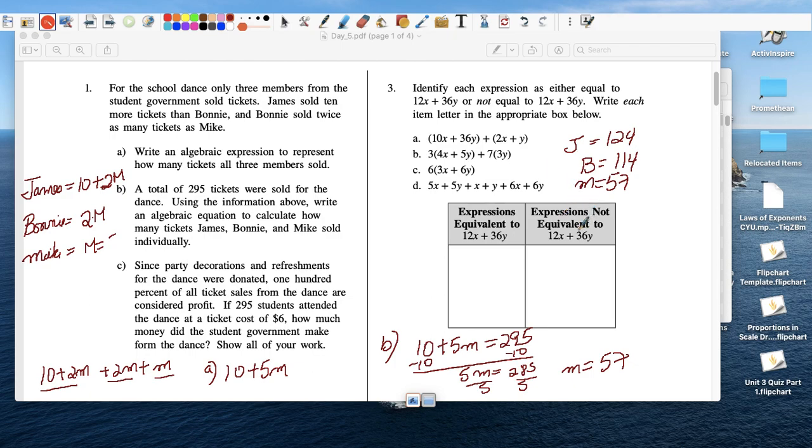Part C says, what the heck is part C? Since party decorations and refreshments from the dance were donated, 100% of all ticket sales from the dance were profit. If 295 students attended the dance at a ticket price of $6, how much money did the student government make from the dance? Well, so the tickets were $6 each, 295 tickets were sold, just multiply that, right? And we should get 1,770. So that was just basic arithmetic.